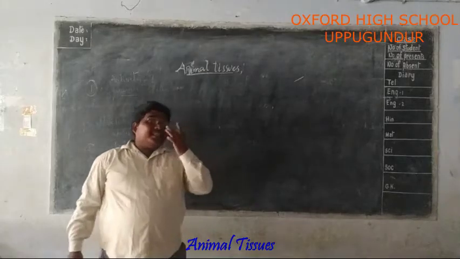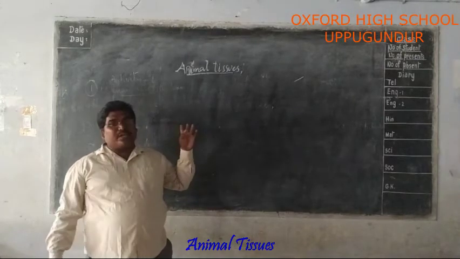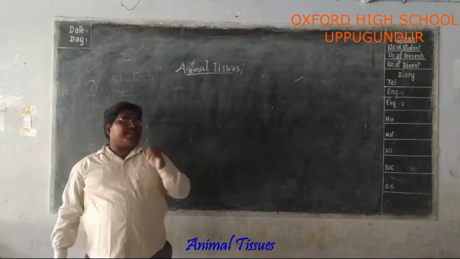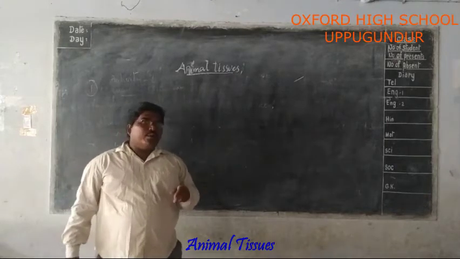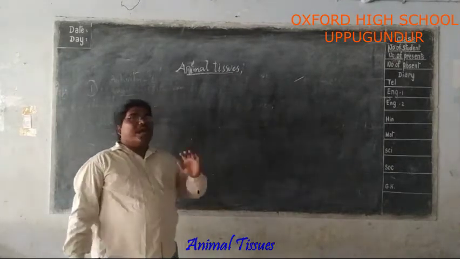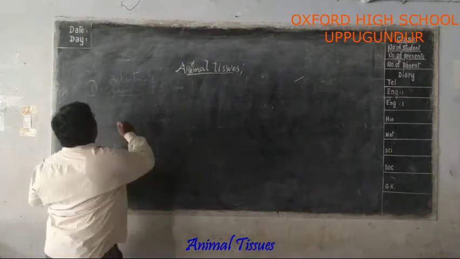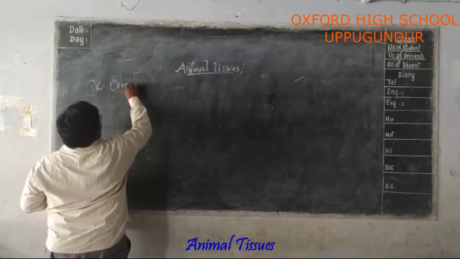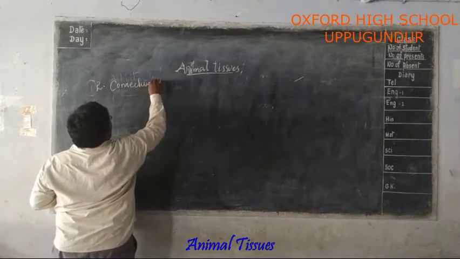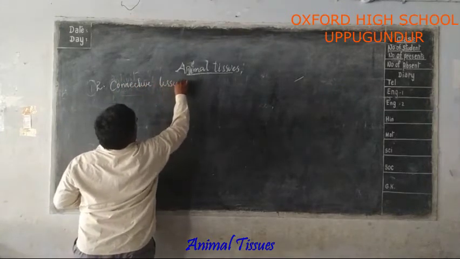Dear students, in the previous class we discussed animal tissues, and the first type of animal tissue, epithelial tissue, is over. Now we are going to discuss another important tissue, that is connective tissue. The second type of tissue is connective tissue.